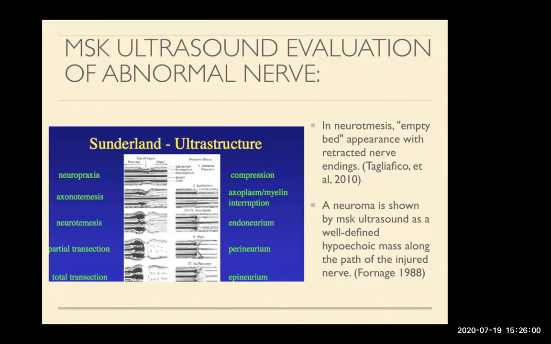What about neurotmesis? In neurotmesis, it is characterized by an empty bed appearance. You don't see anything. It's like both ends of the nerve have retracted and you don't see anything in between. So that is neurotmesis.